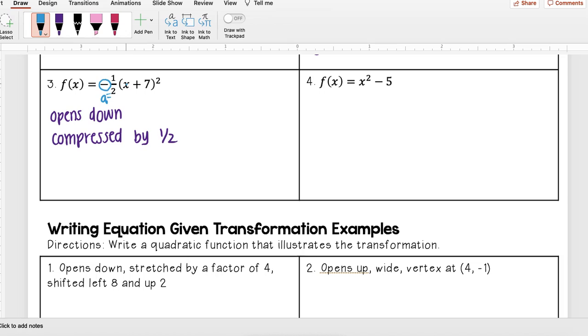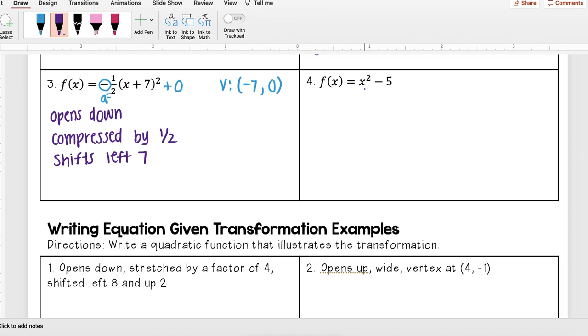Now I need to look at my vertex. Here again, my k value is missing, but remember, I can always just add a +0. So that means that my vertex here is -7, 0. So again, we always take the opposite sign here. At -7, that's going to tell me it shifts left 7. And the 0 tells me I don't go up or down. And so when that happens, I don't need to write that down because there actually isn't any transformation happening there.